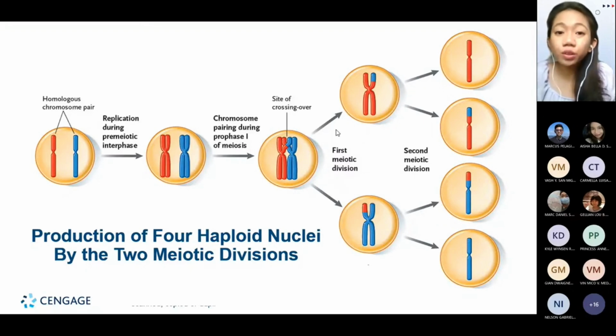Ayan, thank you. So, meron tayong two phases. So, meiosis is not as straightforward as mitosis kasi there are two parts. You have meiosis 1 and meiosis 2. Okay, so good observation. What else?